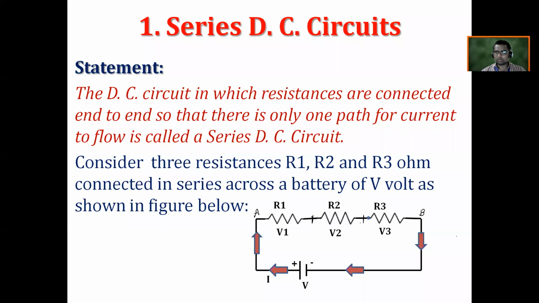V1 plus V2 plus V3. It means that it is the applied voltage, because the applied voltage we have connected between points A and B. The total voltage always appears across A and B, but this total voltage is divided among the three resistances, so that the summation of V1 plus V2 plus V3 is always equal to the applied voltage.